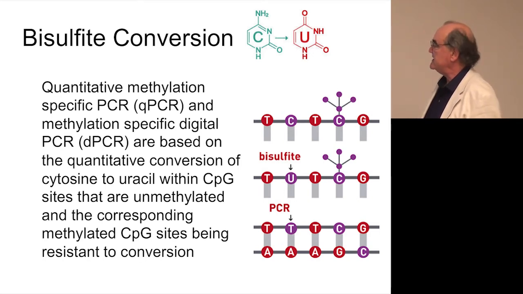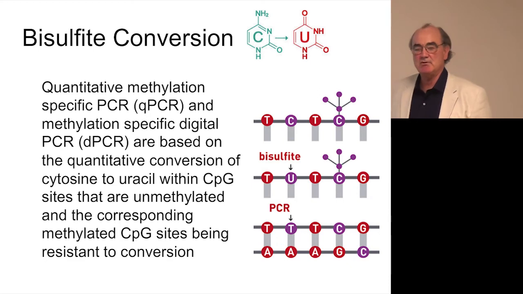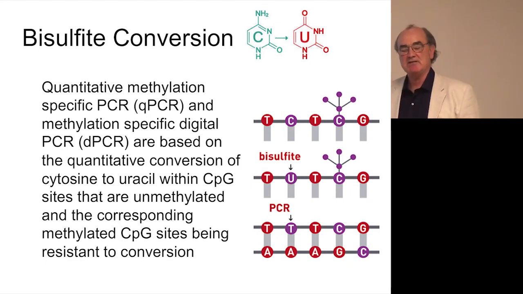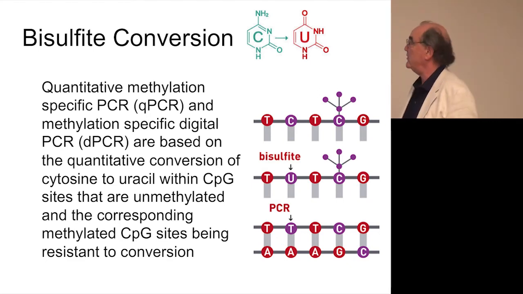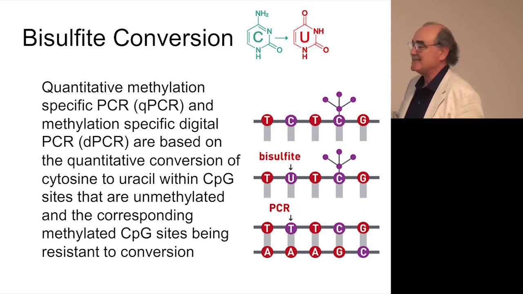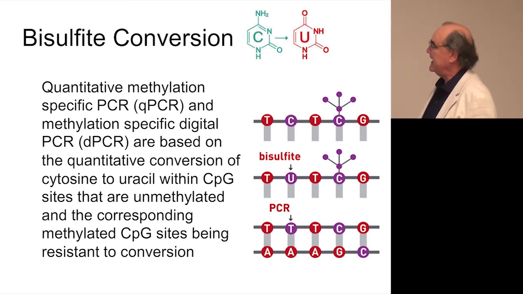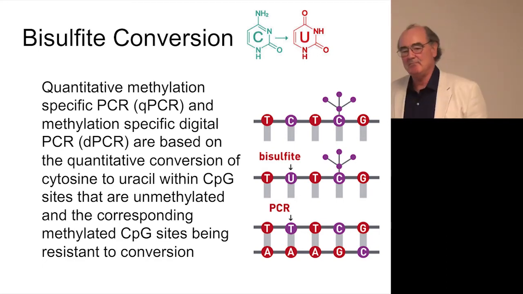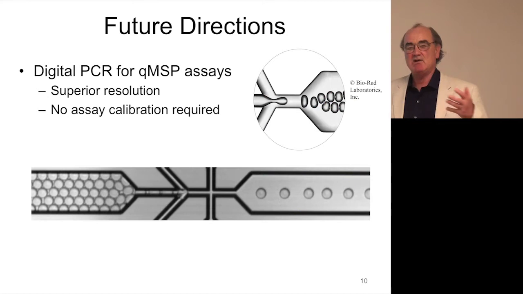So methylated DNA is resistant to this sodium metabisulfite conversion. You don't pull off those amino groups. The methyl group blocks that reaction. So it's a differential chemical reaction. Anyway, the important thing, I think, for us in terms of PCR is that that degrades the DNA.